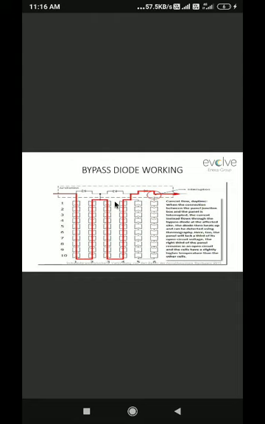Bypass diode working. How will the bypass diode work here? We have elaborated this thing before. The bypass diode works when the biasing of the diodes is changed, that is, when the solar generator is changed into a load. When the biasing of the diode is changed, the diode makes a conductive path and passes the current to the next group of cells.